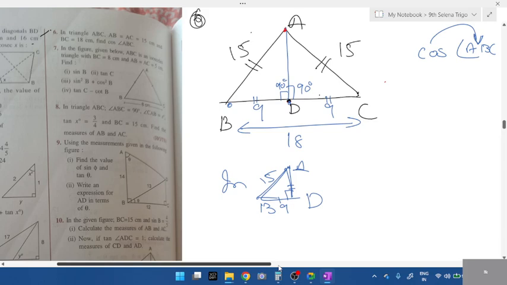Same. Seventh one is also the same concept. Just draw A, connect A to line BC.